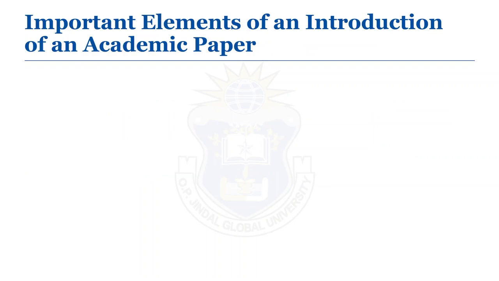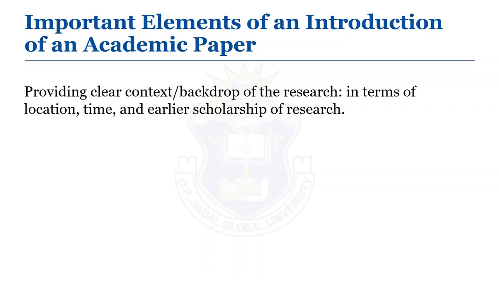Now that we have taken a look at the introductory section, here is a quick recap of what an introduction section of an academic paper typically consists of. The introduction does the important work of providing context to the research in terms of telling us about the location of the research or the particular time when the research was conducted, as well as telling us about what other research on this topic is saying.